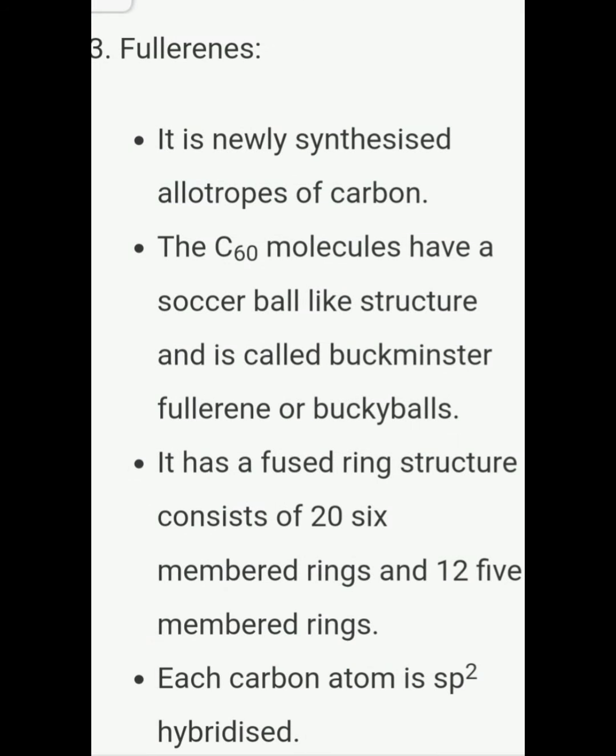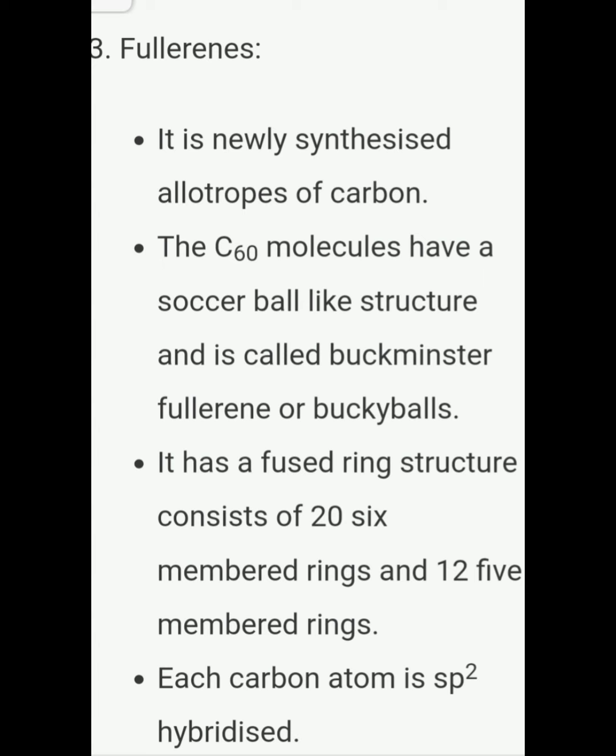Next allotropic form is fullerenes. Fullerenes are newly synthesized allotropes of carbon. Unlike graphite and diamond, these allotropes are discrete molecules such as C32. That means 32 carbons form a ball-like structure, fully carbon, not any other atom. It looks like a ball. C50, C60, C70 and C76.